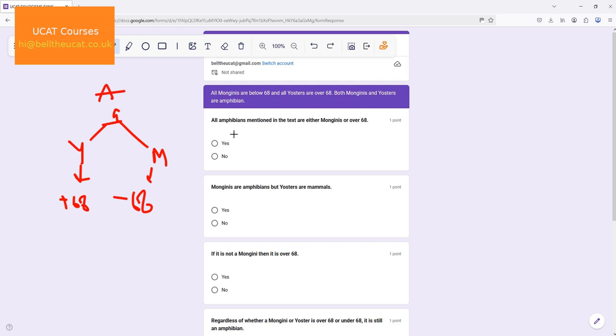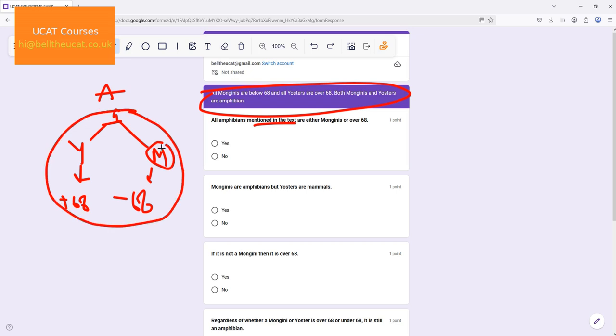So he says, all amphibians mentioned in the text, which is everything to do with hair, are either Ms or over 68s. Of course, yes. 100% yes. Ready? Moving on to the next one.